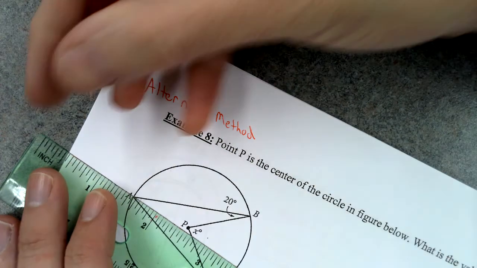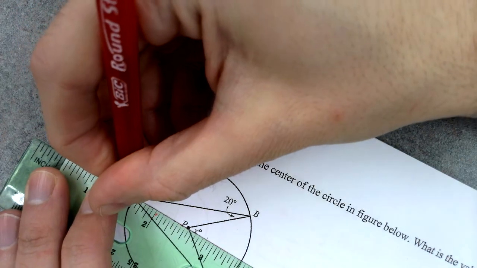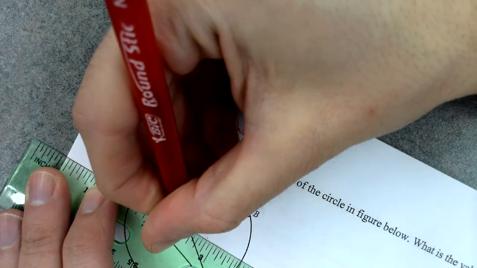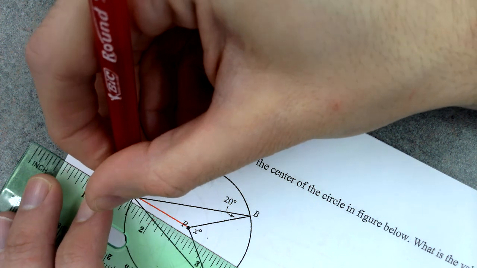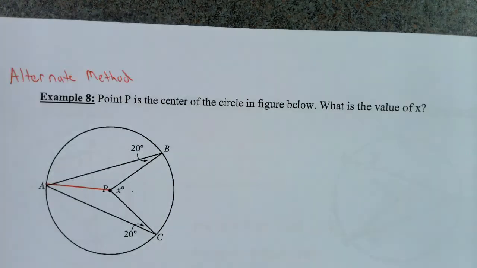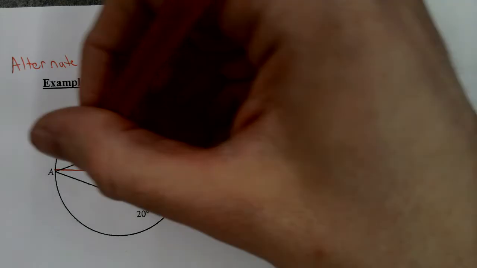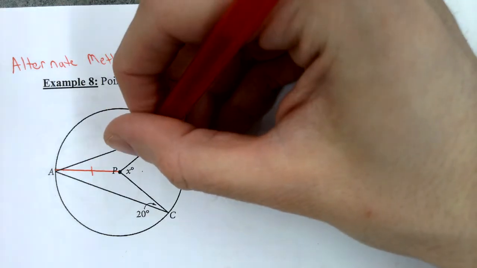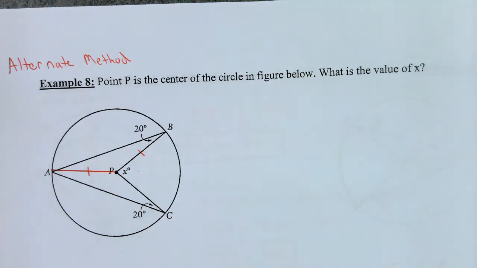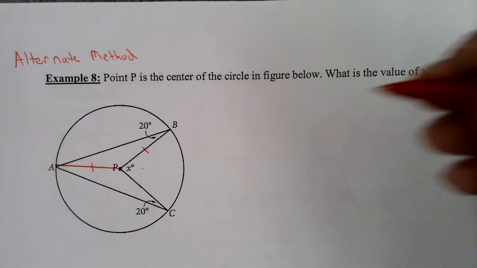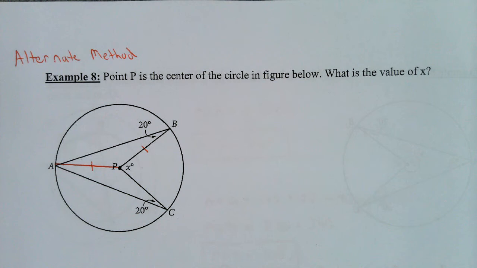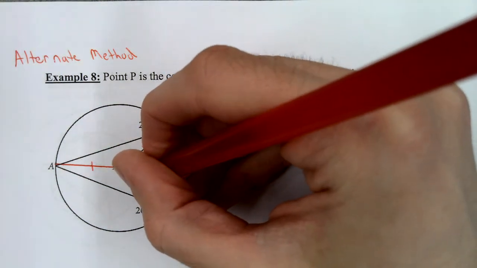I'm going to draw in PA. I'm not breaking any rules here. I'm just drawing it in. What's true about PA and PB? They're both radii, so they're both congruent because all the radii are congruent in a circle. And also PC is also a radius. So all 3 radii are congruent.